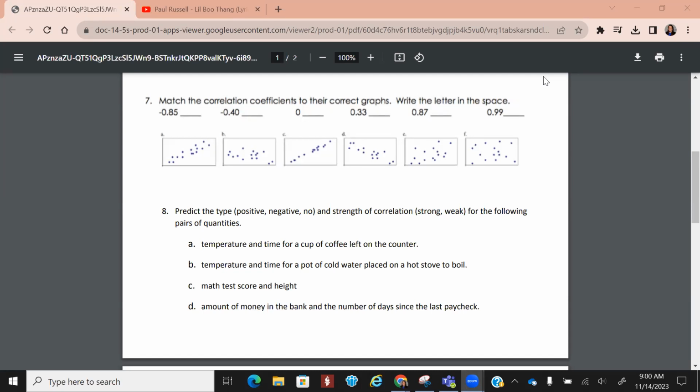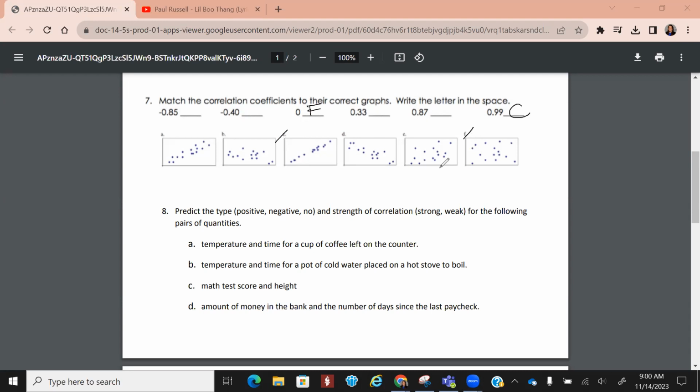This is what this goes over. Okay. So if it is closer to 1, it's going to be more of a straight line. For instance, on C, we see that that's a straight line. So what is our highest number? 0.99, because that's closest to 1. Now, if it had no correlation, it's going to just be random dots. Random dots is going to be F, and that's going to be 0. So everybody see where I got that from?